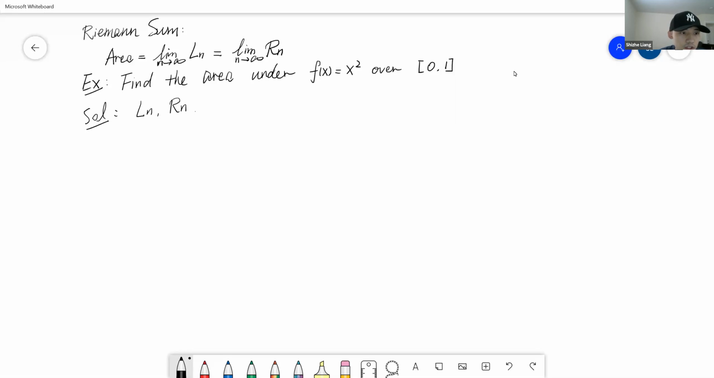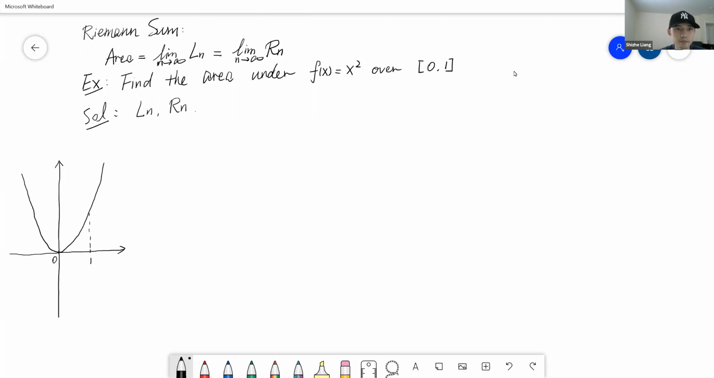Okay, so what is the idea here? Let's first graph the function roughly. You don't have to do this when you do your homework, but I just want to show you the graphical intuition behind this. Okay, so x squared looks like this. And we're interested in the interval 0 to 1.